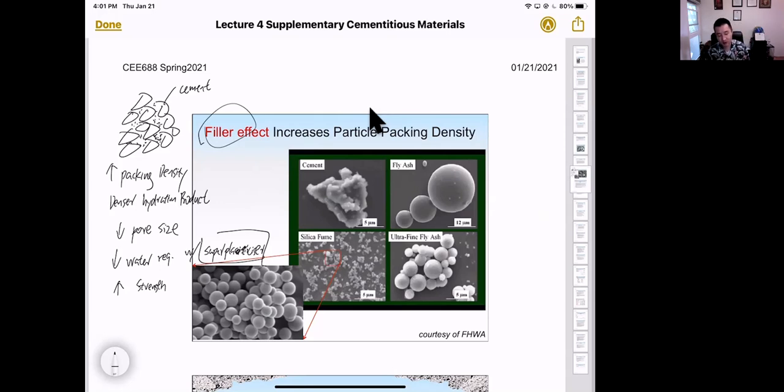And also because silica fume is very, very reactive. Okay, 99% is highly reactive silica. So that will make the concrete stronger, contributing to the strength of concrete also.